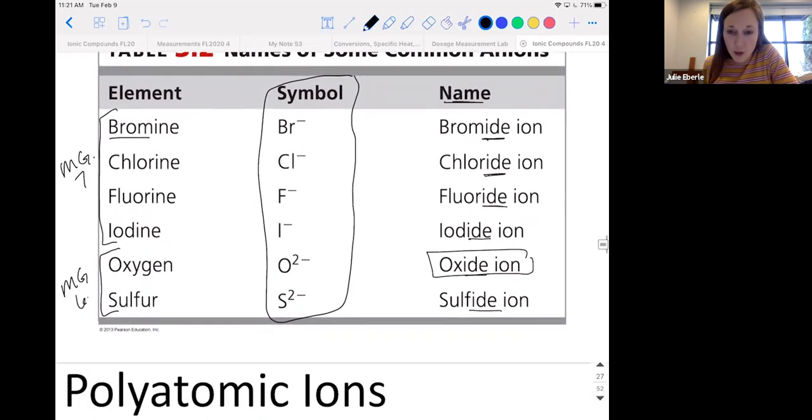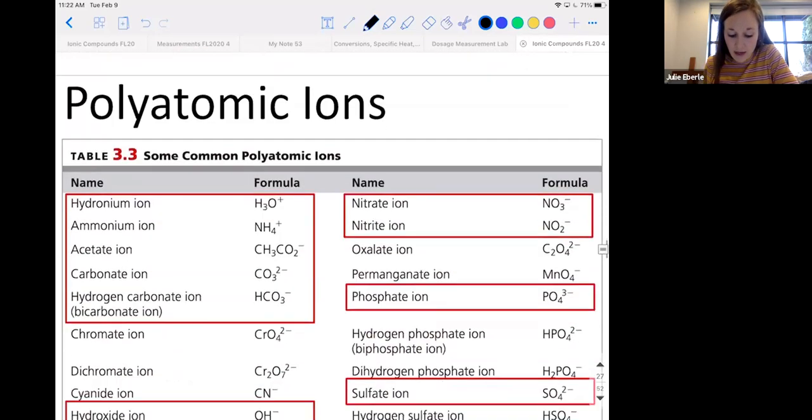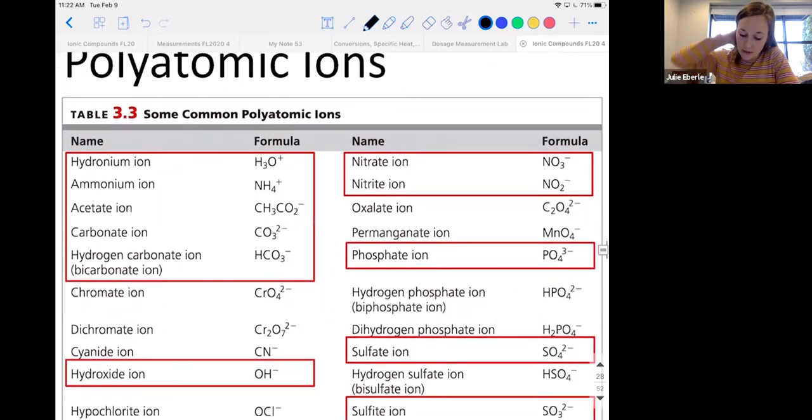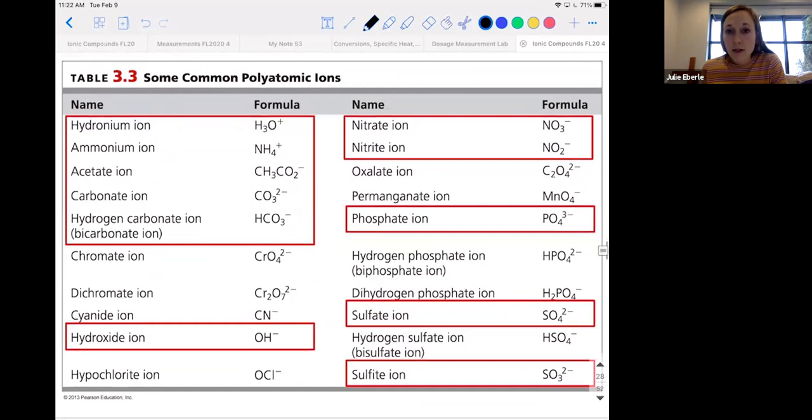Now, guess what? I'm about to remind you of your polyatomic ions. You have some other anions on this chart. We do not use the IDE rule for these. Polyatomics have a set name, and we don't change the name ending to ide if it's an anion. This is just for elements right off the periodic table, not for polyatomic ions. So keep that little subtle difference in mind.